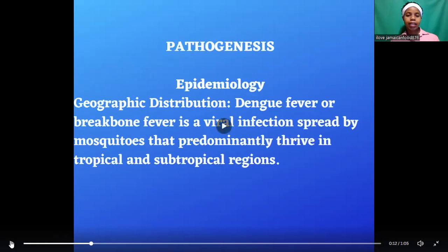Next, I'll be discussing its pathogenesis. Now, first, I'll talk about the epidemiology. The geographic distribution of dengue fever or breakbone fever is a viral infection spread by mosquitoes that predominantly thrive in tropical and subtropical regions.